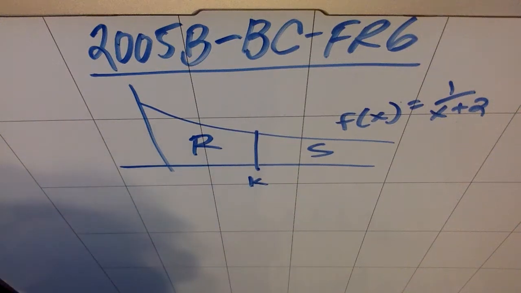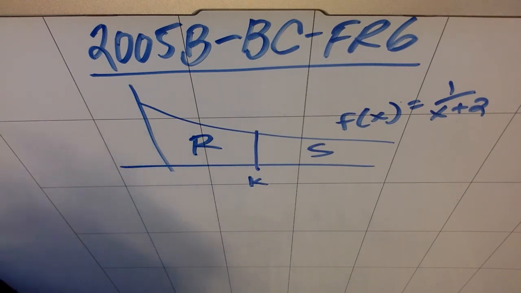Back to AP Review. This is 2005, Form B, BC Free Response 6. Consider the graph of the function f given by f of x equals 1 over x plus 2 for x values greater than 0, as shown in this figure, but also much better in the figure on the actual AP problem. Let R be the region bound by the graph of f, the x and y axes, and the vertical line x equals k, where k is greater than 0. Find the area of R in terms of k.